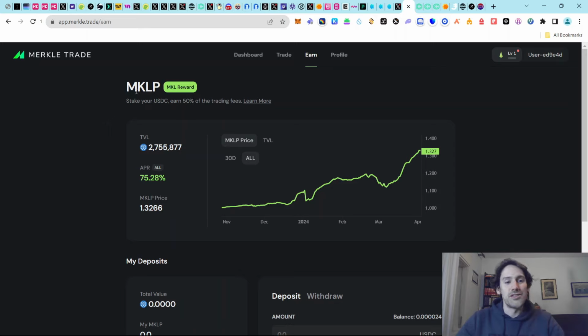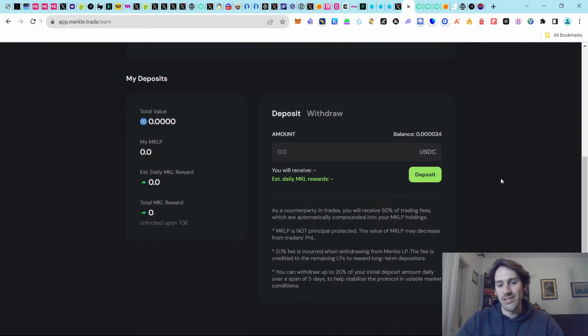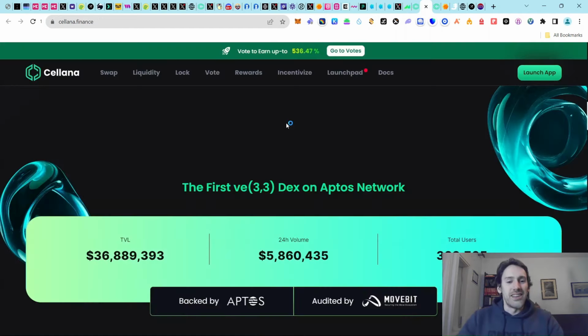They also have their GLP version on Aptos called MKLP, Merkle LP, where you bet against traders' profits and losses with a pretty solid APR of 75% currently. Of course, fluctuating all the time, you would need to deposit USDC to start generating platform fees and counter positions on traders' positions. All right, now we get to the fun part, Solana Finance, the first V3.3 DEX on Aptos.